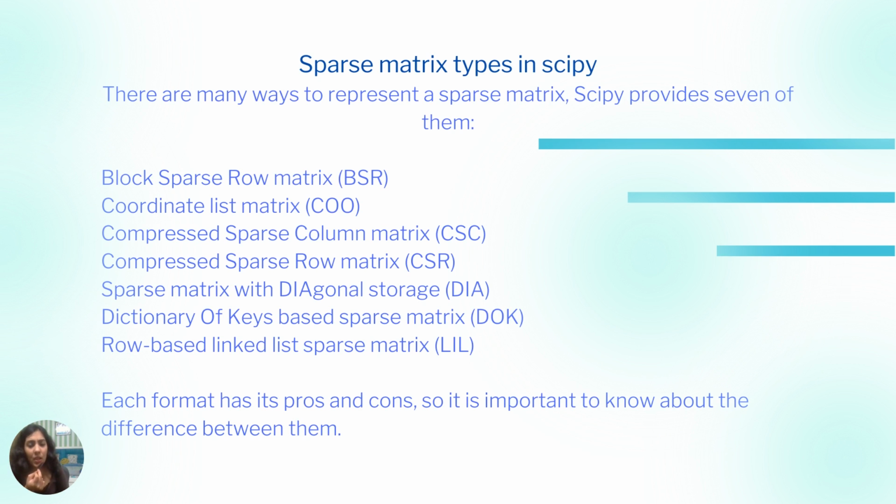Sparse matrix types in SciPy. There are many ways to represent a sparse matrix. SciPy provides 7 of them, as shown below: the block sparse row matrix, coordinate list matrix, compressed sparse column matrix, compressed sparse row matrix, sparse matrix with diagonal storage, dictionary of keys based sparse matrix, and row based linked list sparse matrix. Each format has its pros and cons, so it is important to know the difference between them.